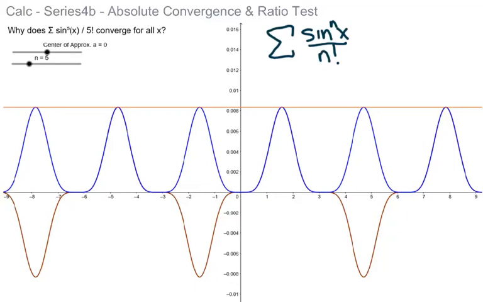All right, CalcBC students, let's converge absolutely and talk about the ratio test. Before I share the definition of absolute convergence, I want you to see what absolute convergence looks like.